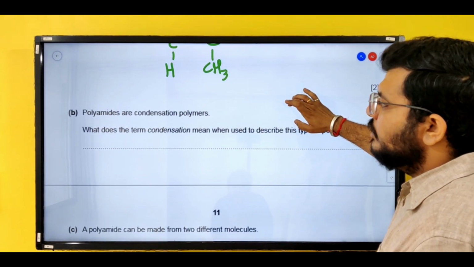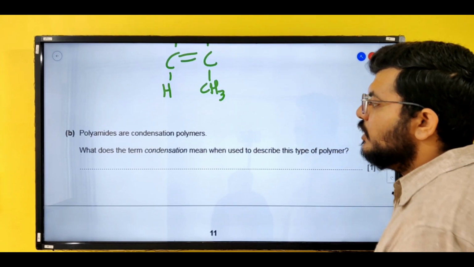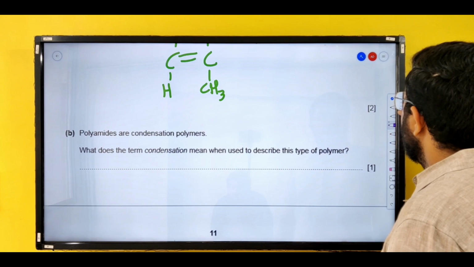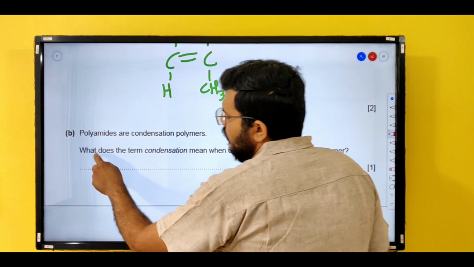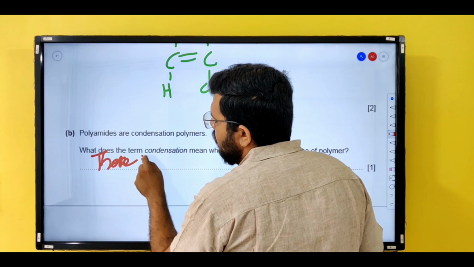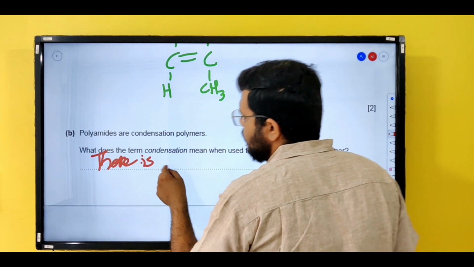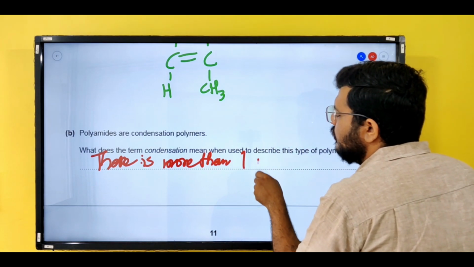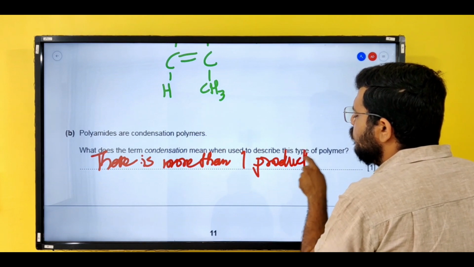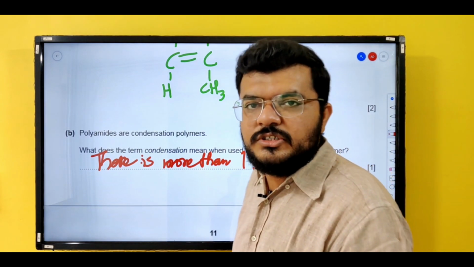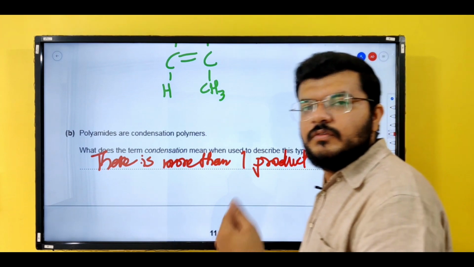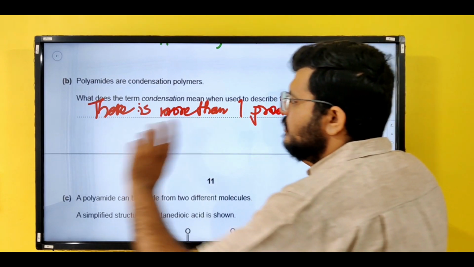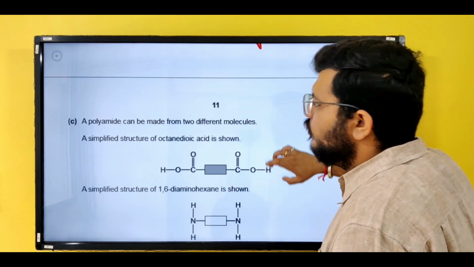Okay. Polyamides are condensation polymers. What does the term condensation mean when used to describe this type of polymer? So what does it mean? Something is removed, or I'll say there is more than one product, right? You can also write something is removed, but don't write which molecule is removed, because we have seen two examples in which one of them, HCl, was removed, right? So don't write water is removed. The simplest way is there is more than one product forming.